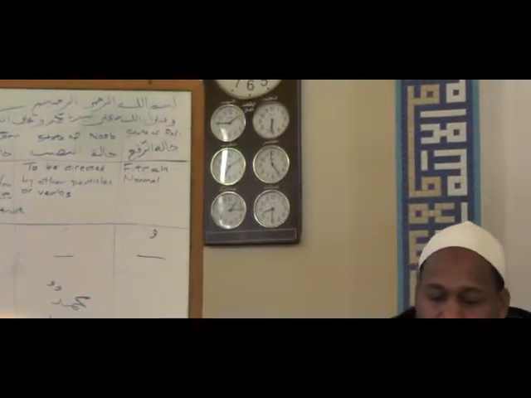Just so that you know, particles do not have any state. Particles, like bi that we began with, min, ila, ala, fi, they don't go through moods. They are called mabni. What are they called? Mabni. Mabni means they're fixed. They don't change. Whereas the nouns and verbs, they change.